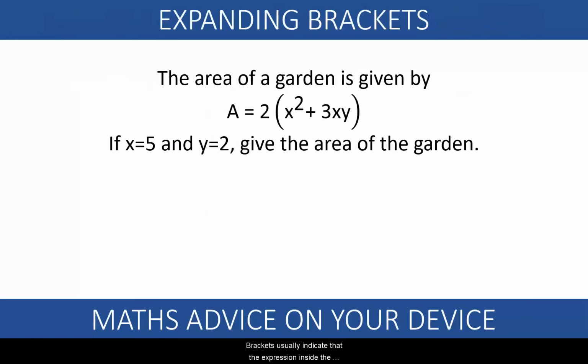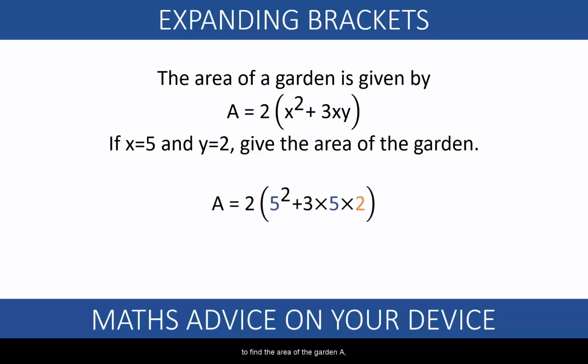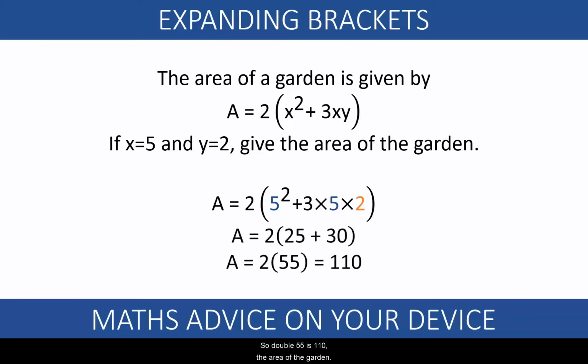Brackets usually indicate that the expression inside the bracket needs evaluating first. For example, if x equals 5 and y equals 2, to find the area of the garden A, we evaluate x squared plus 3xy first, and then we multiply the answer by 2. 5 squared is 25, and 3 times 5 times 2 is 30. So, double 55 is 110, the area of the garden.